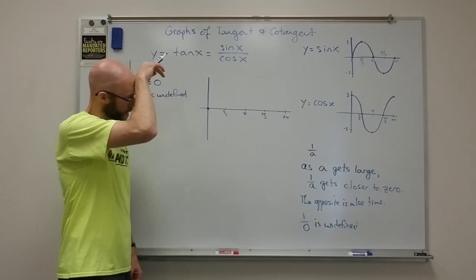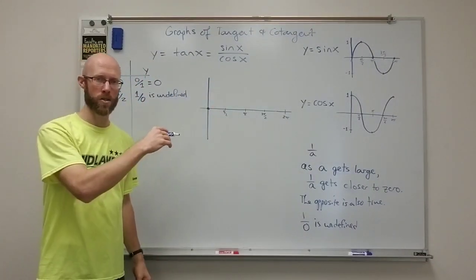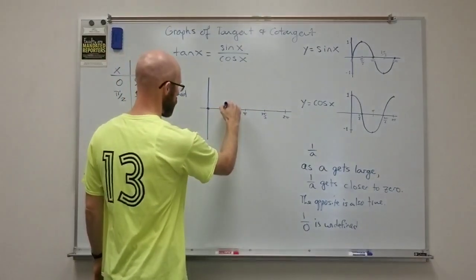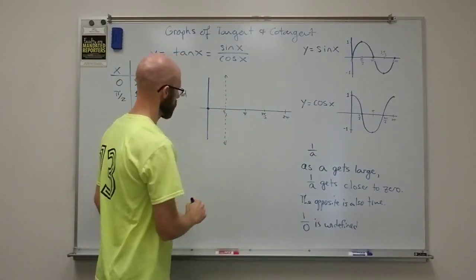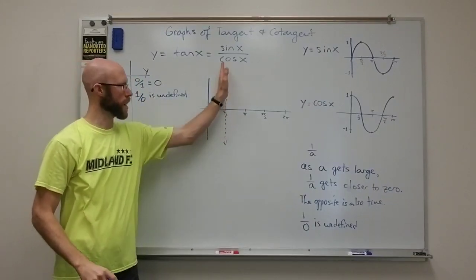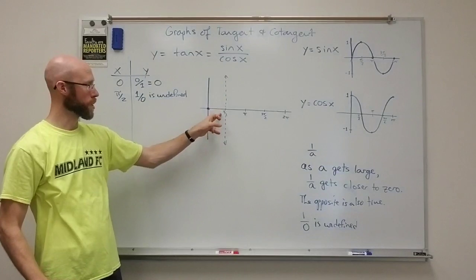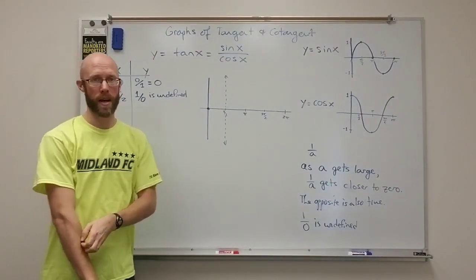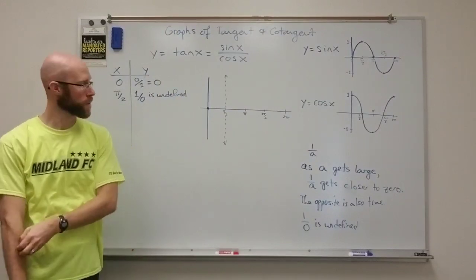Just to represent that so that I don't mistakenly put a point there, I'm just going to draw a dashed vertical line through pi over 2. Okay, so now I know I can't draw any points on that vertical line. Because if I did, it would represent a point at pi over 2. We can't have that because pi over 2 gives us an undefined value for the tangent.